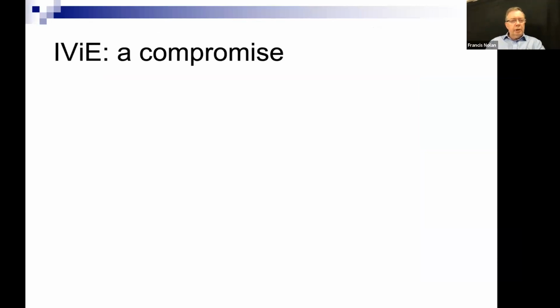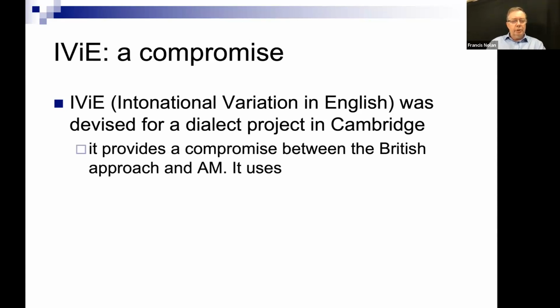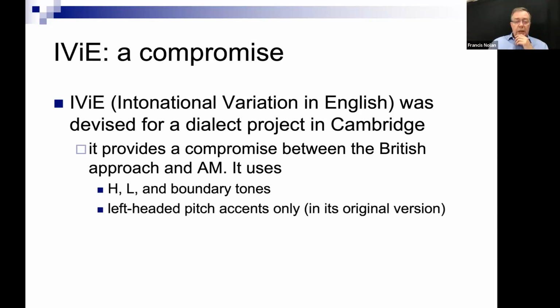We in Cambridge developed a compromise system in connection with a project called Intonational Variation in English, which looked at intonation in about 8 different cities within the British Isles, including the Republic of Ireland. And the intonation system that we used was also called Ivy, or is now usually called Ivy by connection with the project. And it is autosegmental metrical. It is AM. It uses H and L, and it uses boundary tones.